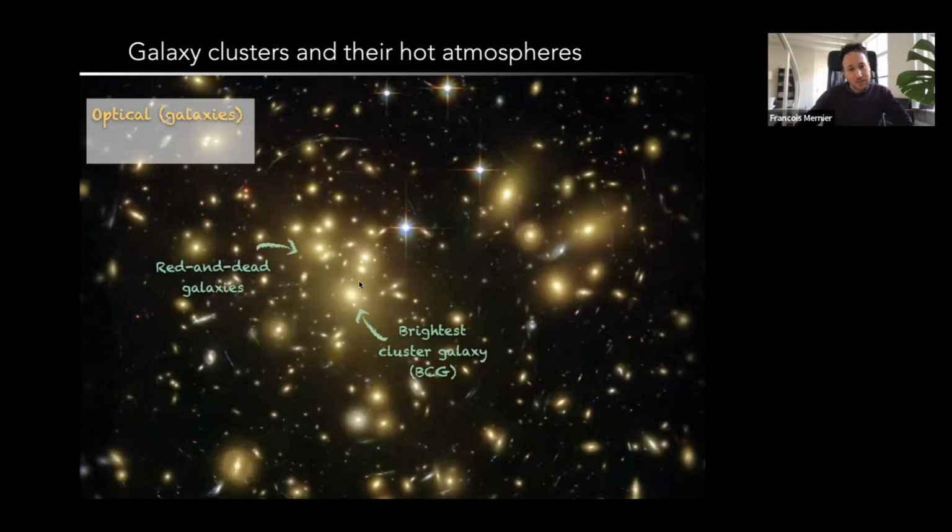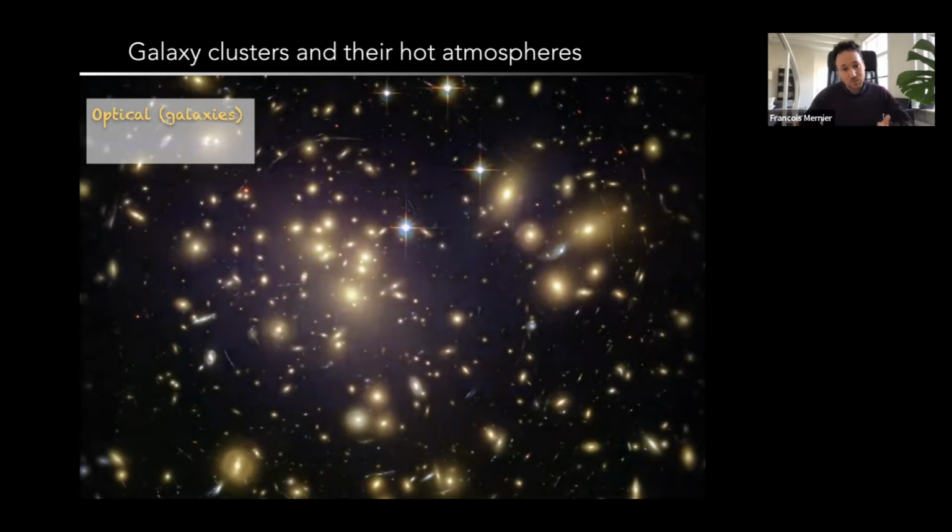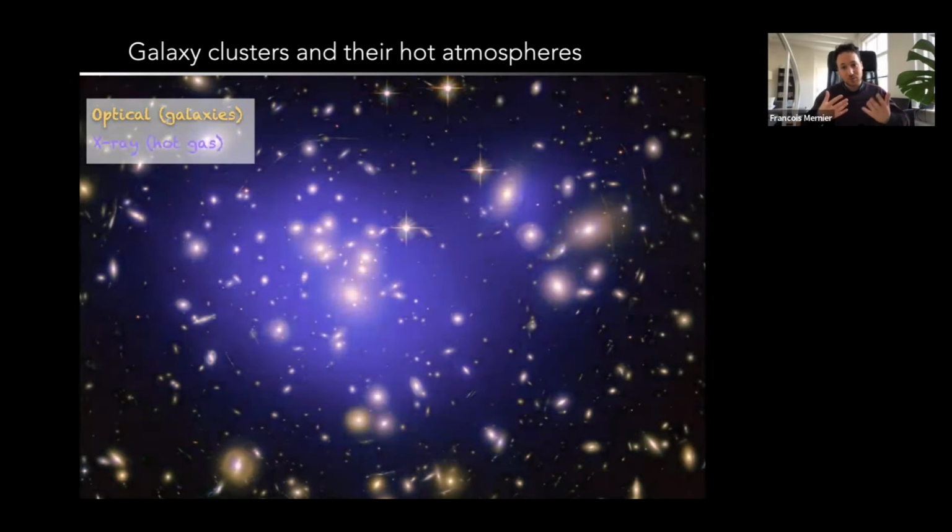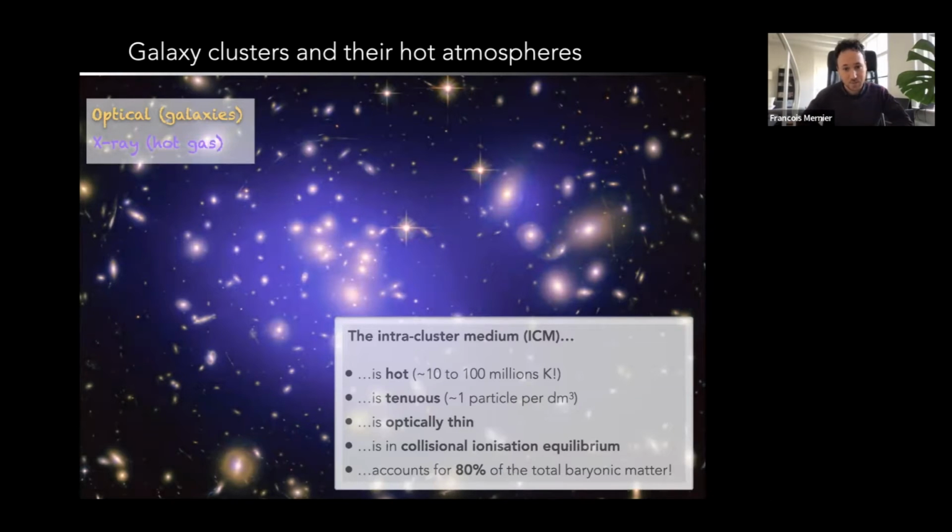And also in most of these galaxy clusters, you have in the center what we call the brightest cluster galaxy, or BCG, which is a very big red-ended galaxy here. And now if you look at it in X-rays, you won't observe the same thing. What you will observe is a very diffuse and extended emission, but which does not necessarily trace all the galaxies individually. We know today that this is the intra-cluster medium.